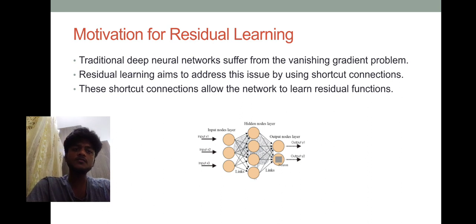So, what is the motivation for residual learning? Traditional deep learning networks suffer from the vanishing gradient problem, like I said, giving the detective scenario example. Residual learning aims to address this issue by using shortcut connections, that is, skip connections. These shortcut connections allow the neural networks to learn residual functions directly from input to output sometimes. As you can see in the images illustrated.